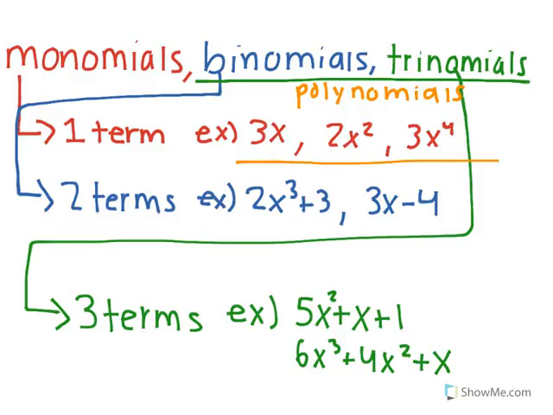Binomials have two terms, so 2x cubed plus 3, two terms, and 3x minus 4, two terms. And trinomials have three terms, so 5x squared plus x plus 1, those are three terms. And then 6x cubed plus 4x squared plus x.